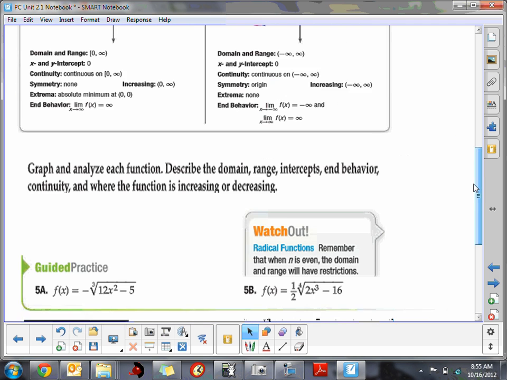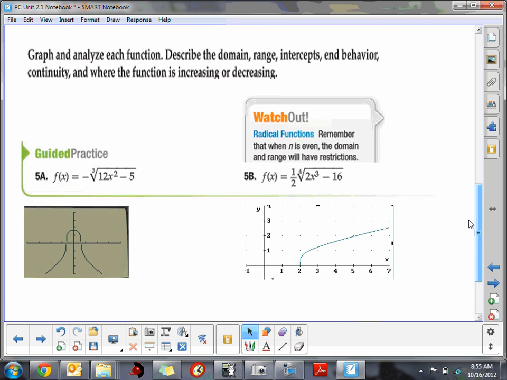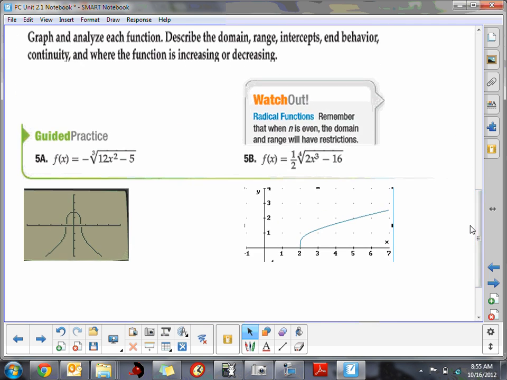What we're going to do is just quickly look at a couple of graphs here. We have to graph and analyze each function, describe its domain, range, intercepts, end behavior, continuity, and where the function is increasing or decreasing. Just a little twist on this, nothing real major here. But what I did is I created a graph for you of the equation for f of x.